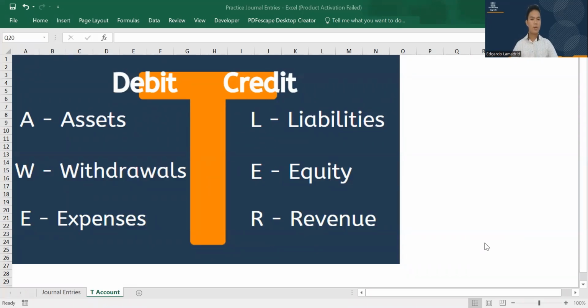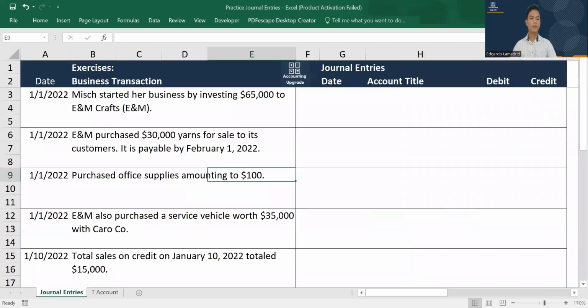Alright, so I believe that you're ready to start some journal entries for us to practice. Let's go to the other sheet. So what we will do today is to practice these transactions by going through the dates, the debit and credit side, as well as indicating the amount. Basically, preparing a simple journal entry. Are you ready to start, guys? Let's go on the first practice question.